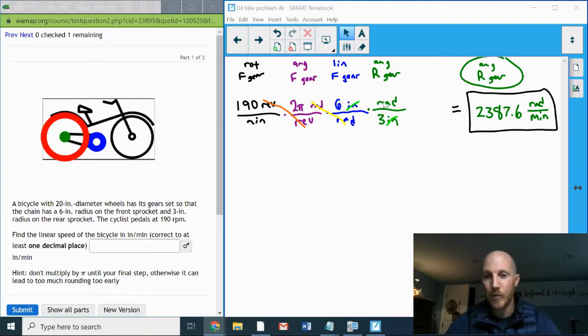All I have to do is multiply by the size of the radius on the rear gear, and that's going to take my previous linear speed and convert it to an angular speed of the rear gear. Final answer over here to the right.